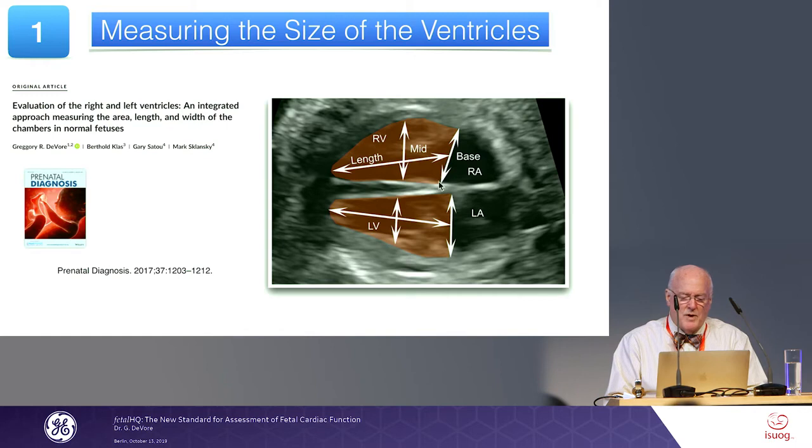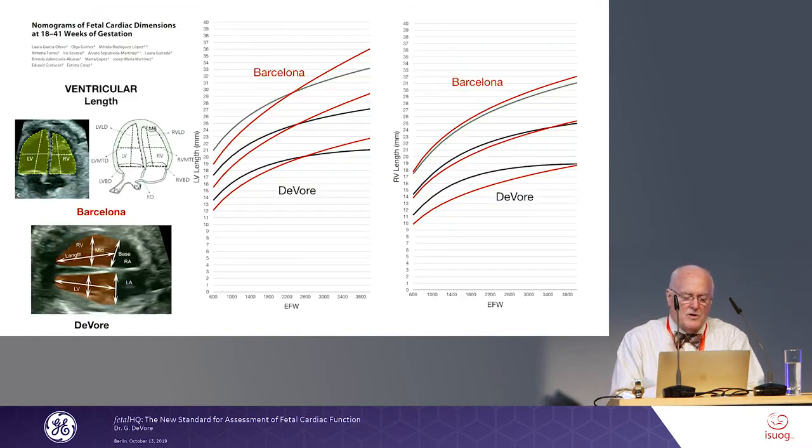This is a paper we published. We wanted to compare this with what had been done before. We measured the area of the ventricles, the basal width, the mid-width, and the length of the chamber. This has been done in other studies by using hand measurements. And we found as we looked at our data, for example, and I just recently compared this with the Barcelona group, if we look at the length of the right and left ventricles, their graphs and our graphs are pretty much almost superimposed upon each other.